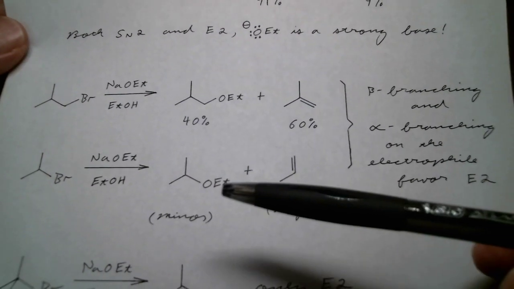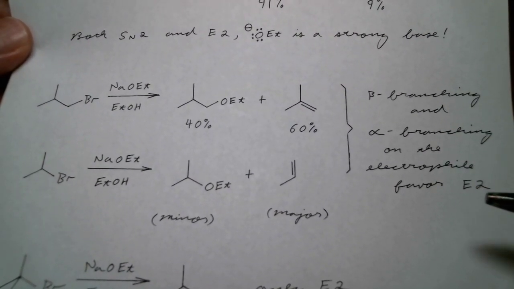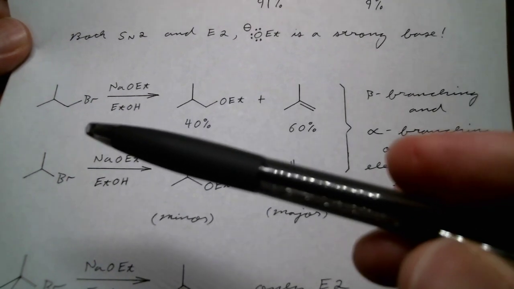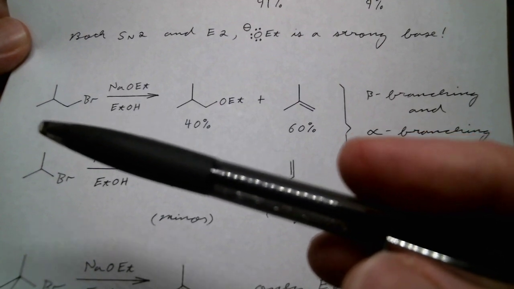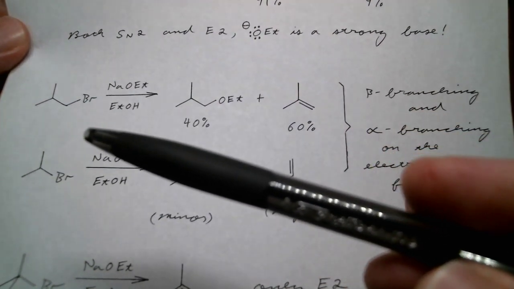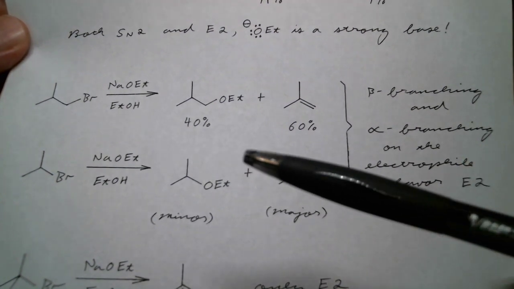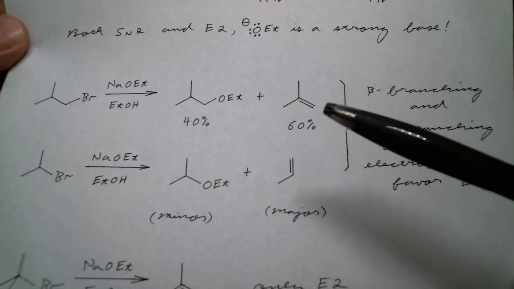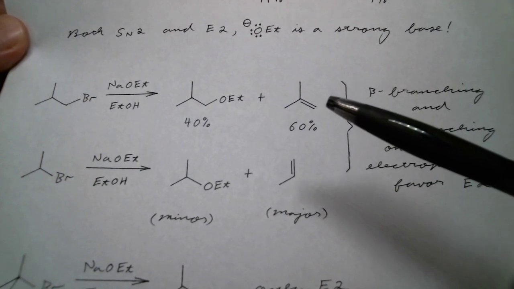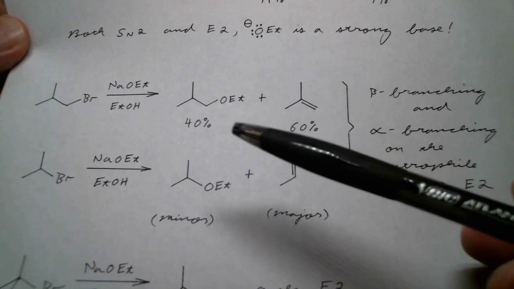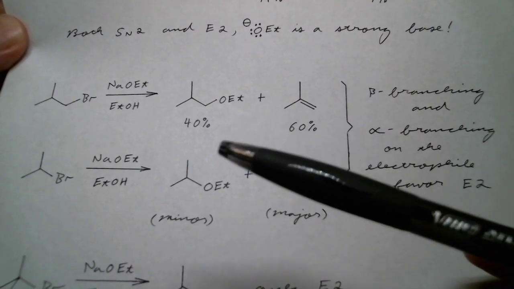So as shown below, beta branching and alpha branching on the electrophile tend to favor E2. So here we have our 1-bromo-2-methylpropane, so we've increased the beta branching. Now it's actually preferable to form the E2 alkene product. So we get that in 60% yield, or 2-methylpropene, versus only 40% of this isobutyl ethyl ether.